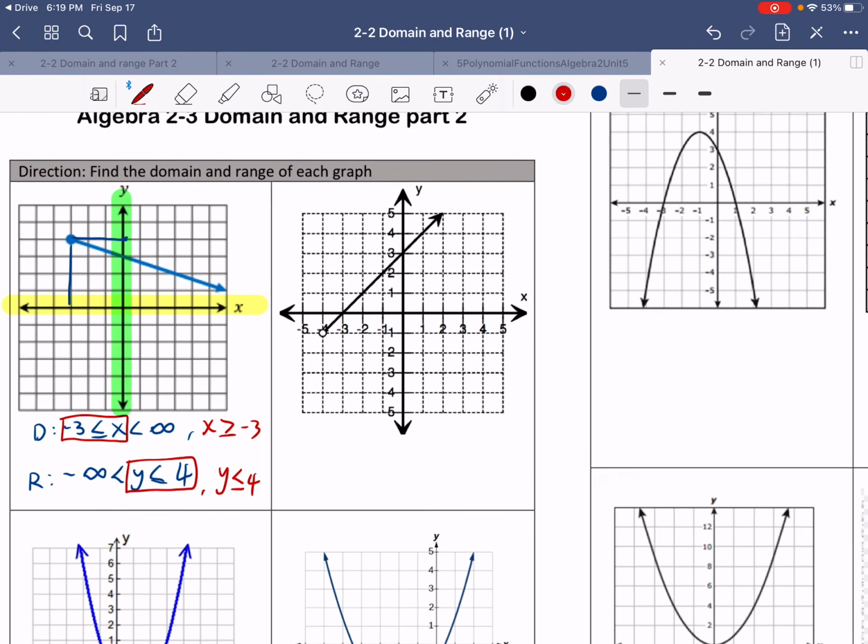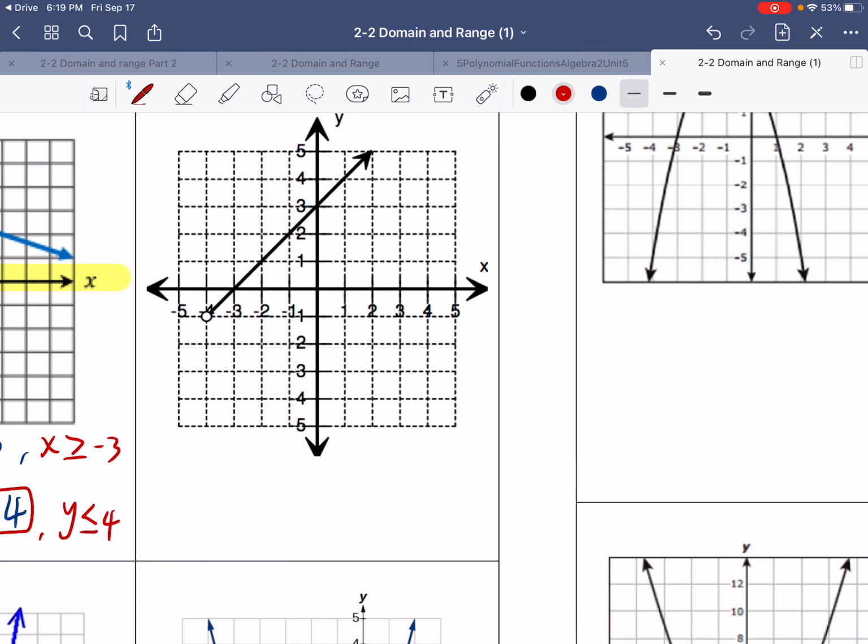Alright, let's look at this question on the right. Now this one is pretty easy. As you can see, we are going to use only these numbers here. Now where does it start from the left? It's going to be -4, and it's an open circle, so I'm going to put just less than x, and it goes to infinity, and we're going to only use this one, so it's going to be x is greater than -4.